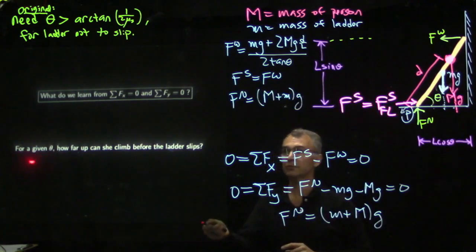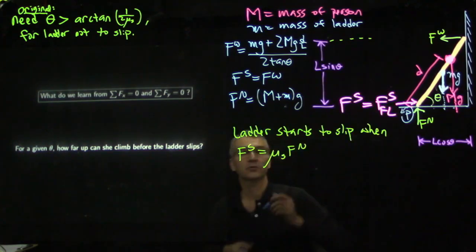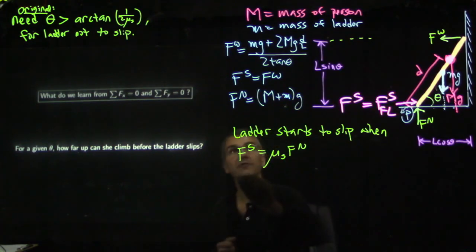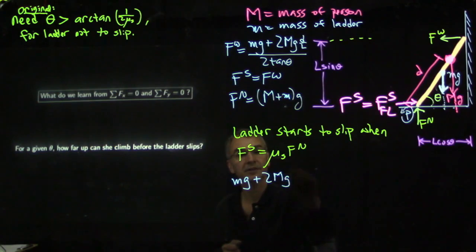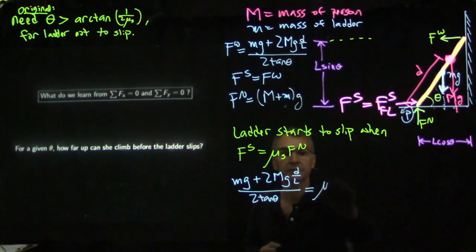Now let's do as we did before and figure out when the ladder slips. That basically happens when F static equals mu static times F normal. So you know the ladder will slip if F static that we require is bigger than or equal to mu static F normal. F static is little mg plus 2 big Mg d over L, divided by 2 tan theta. And if that is bigger than or equal to mu static times the sum of the two weights, then the ladder will slip.